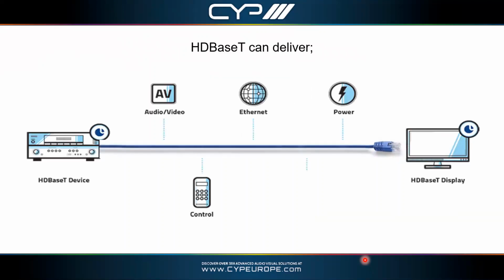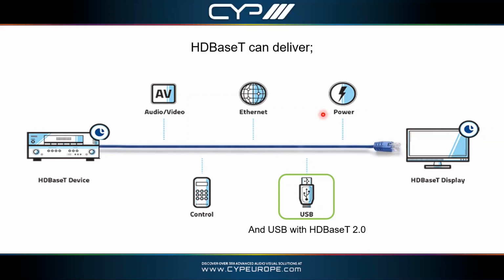So what is the purpose of HDBaseT? Well, it's delivering audio and video, control signals, Ethernet, LAN serving, and power over the same cable, and with HDBaseT 2 technology, we've then got USB functionality. There are some other ways to introduce USB into standard HDBaseT, HDBaseT 1. We are looking at this at the moment.